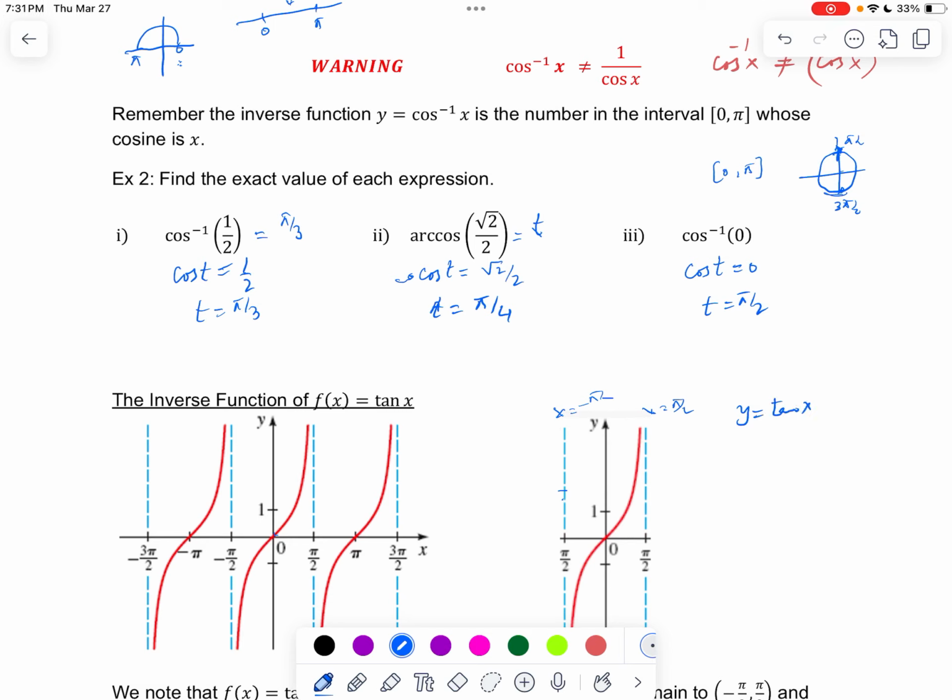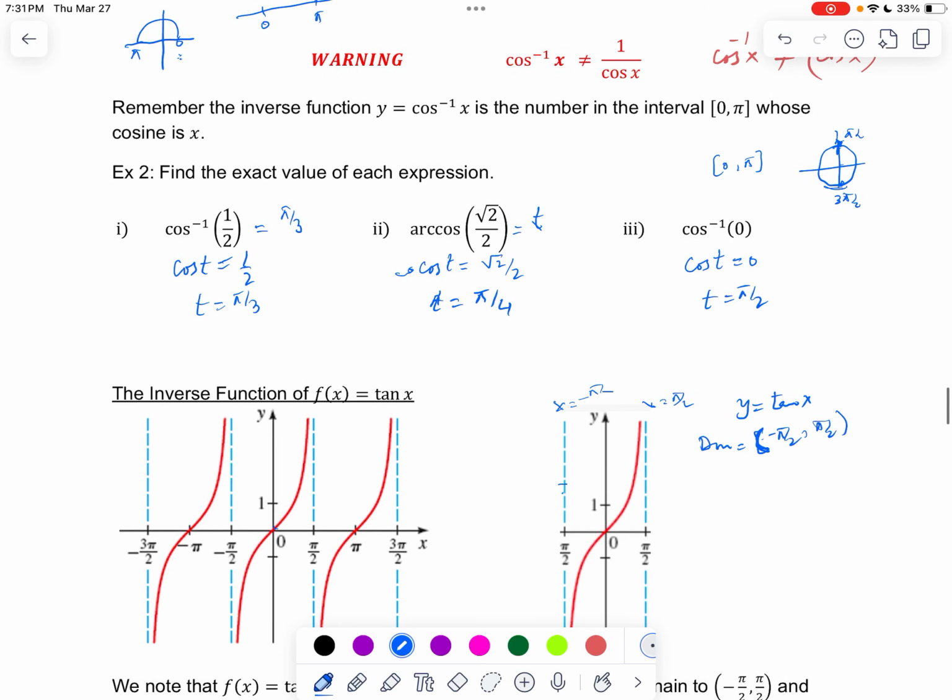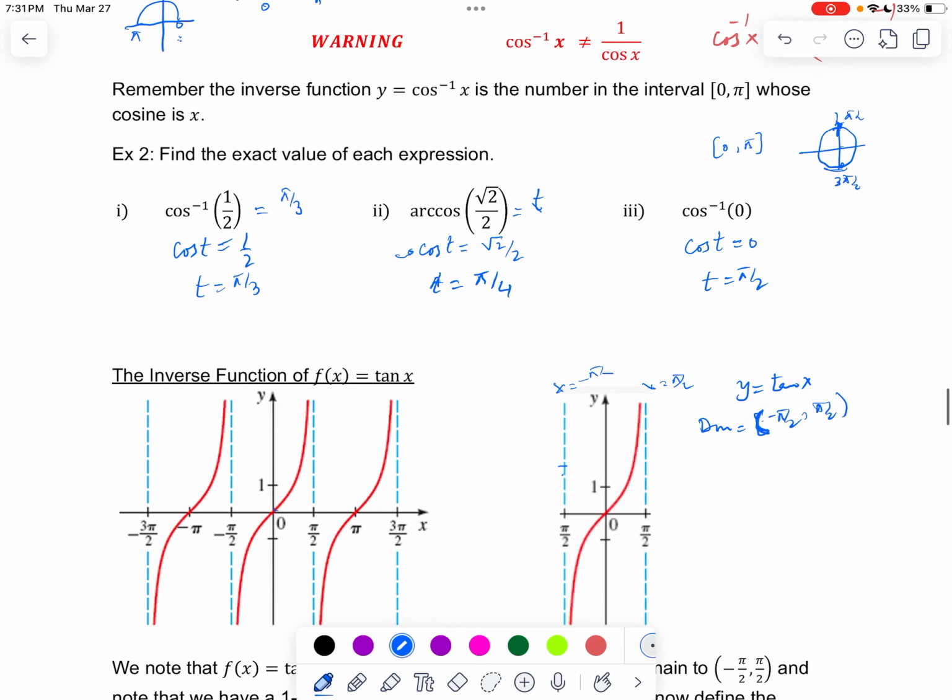And the domain here is the open interval negative pi over 2, comma pi over 2. Note that negative pi over 2 and pi over 2 are not included here. That is the difference between this and the domain that we had for the inverse sine function. And the range is, in this case, all real numbers.